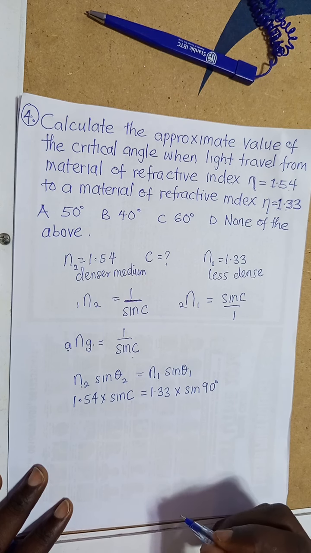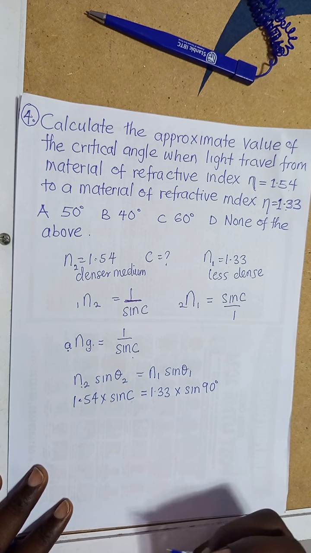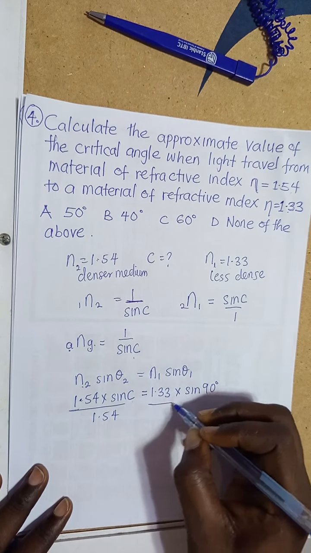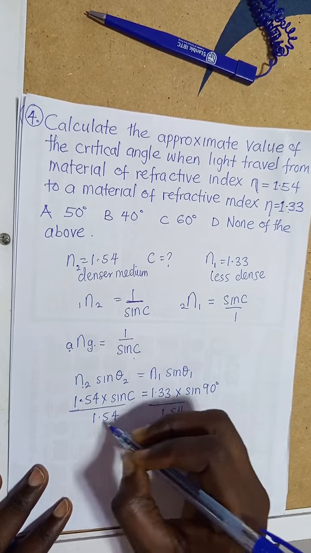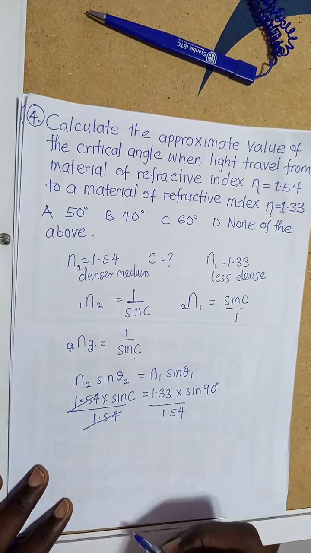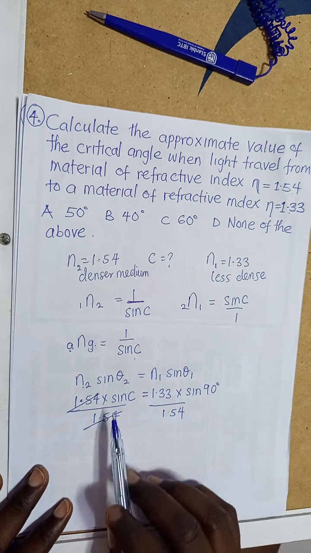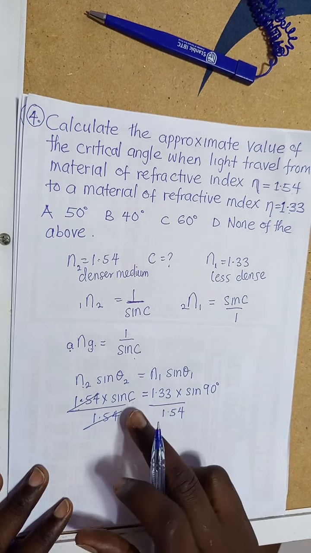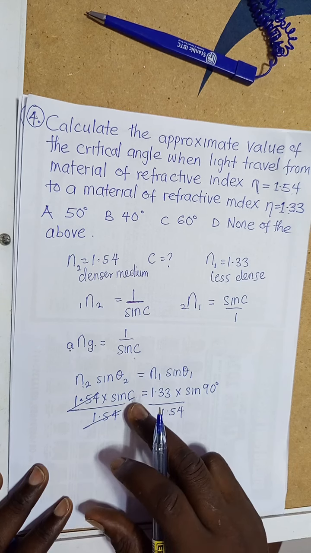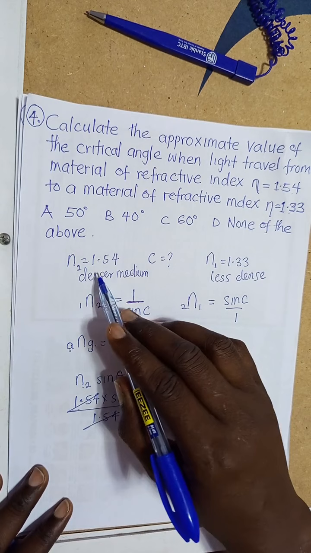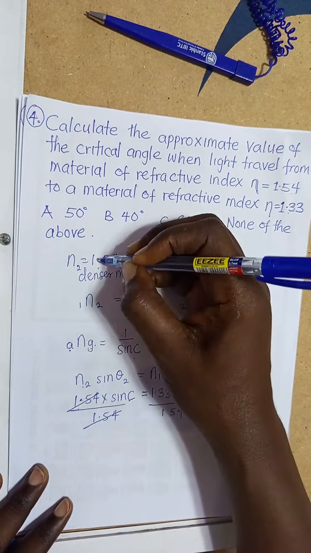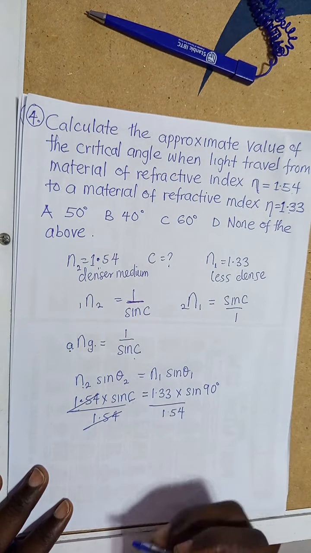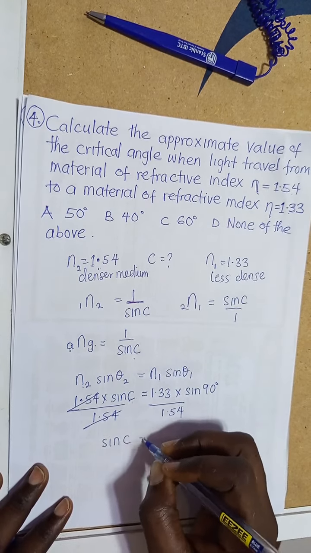And let's solve. So what do we do now to get our final answer? You divide both sides by what? 1.54. This we cancel, eliminate that one. So what do we have? Don't forget that I told you that the critical angle C occurs in the denser medium. And you can notice the denser medium by its higher refractive index. Its refractive index must be higher than the less dense medium's refractive index, so that you can have the right answer. So this one now gives us what?